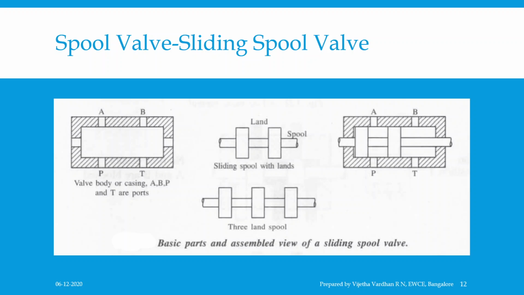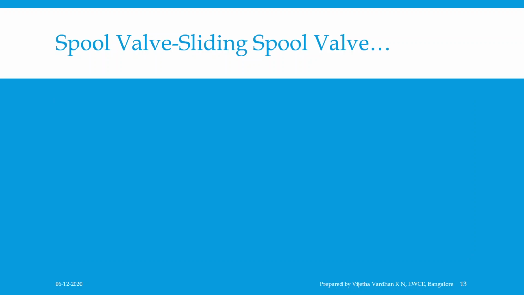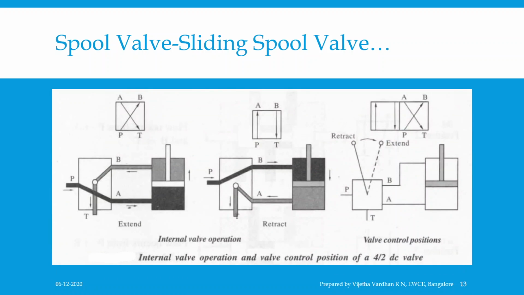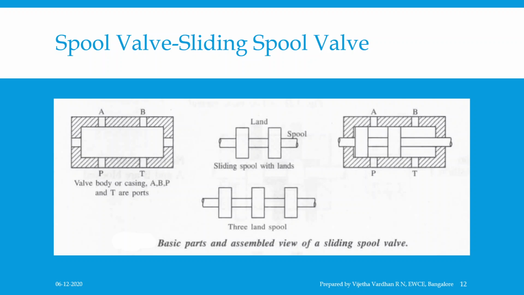Based on the position of the land with reference to the ports, the flow is directed from port P to port A or B or T, or even A to T and B to T. These are the possible paths in the valve, which you can observe in the figure over here. Now, the 4 by 2 DC valve with the 4 ways, each position is illustrated in the graphical symbolic representation in the previous slide, which I have shown here.